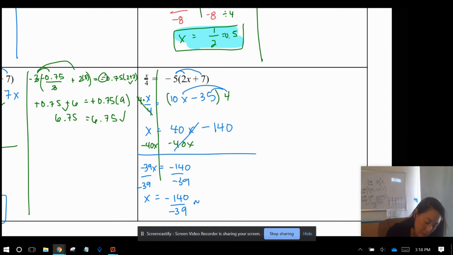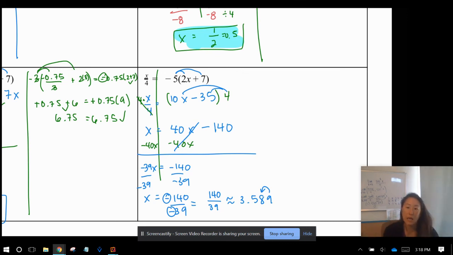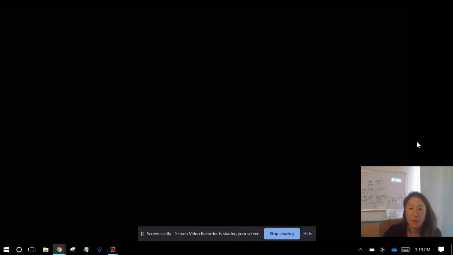But we should actually write this as a positive. Since we have a negative divided by a negative, we're going to say this is 140 over 39. In Canvas, I'm going to need you to write this as 3.589. And then does that round us to a 9 or leave the 8 as an 8? This is going to be 3.59. The 8 rounds to a 9. Okay, so this is what I want in Canvas. Okay, that's it.